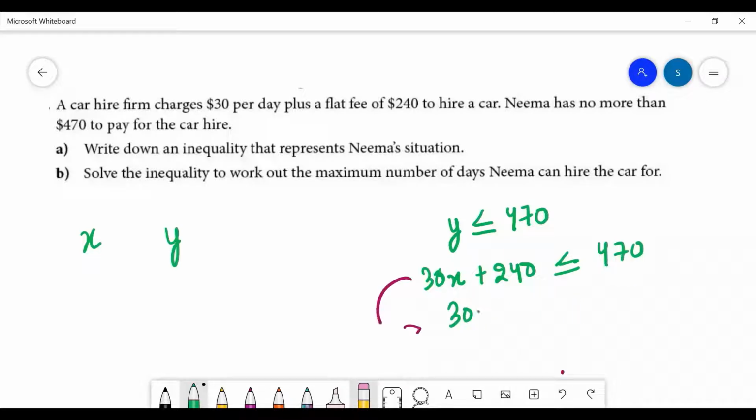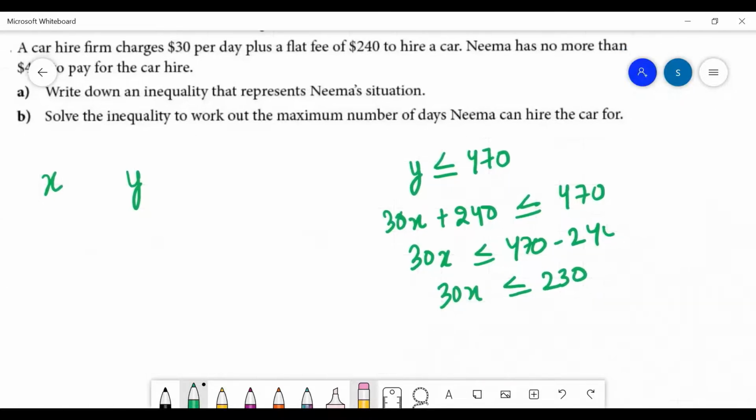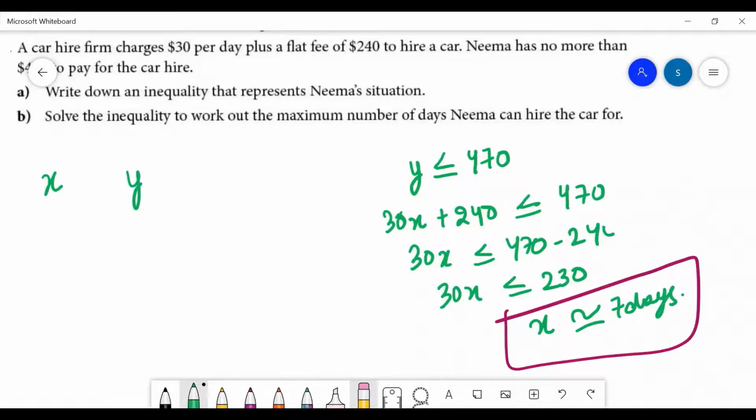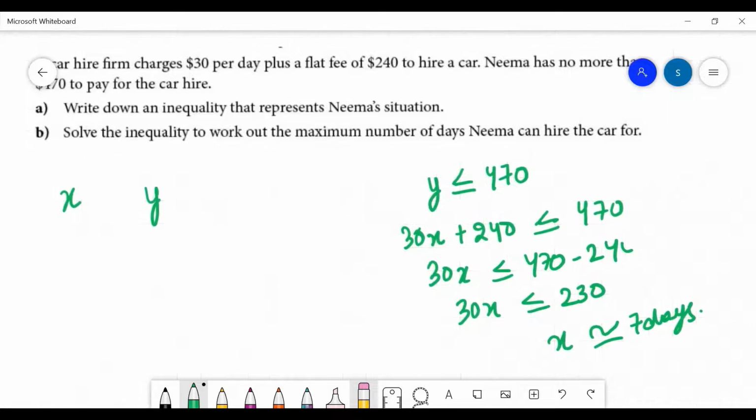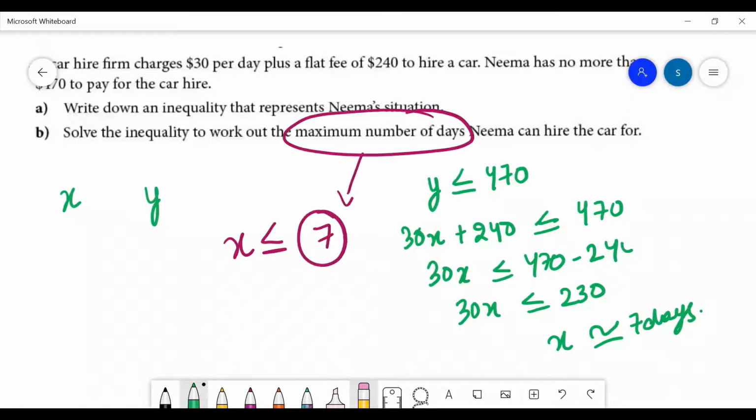So when you solve this, you get 470 minus 240, so you get 30x is less than or equal to 230. And x is approximately 7 days. So this means that Nima can hire the car only for 7 days, not more than that. That's the maximum number of days she can hire the car for.